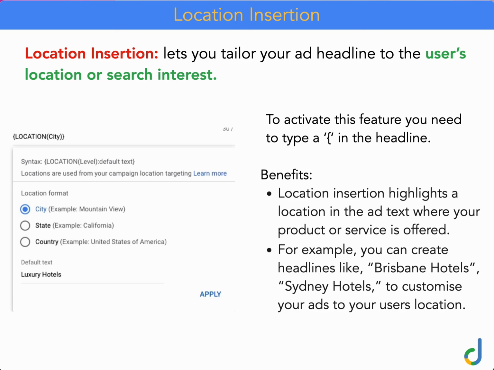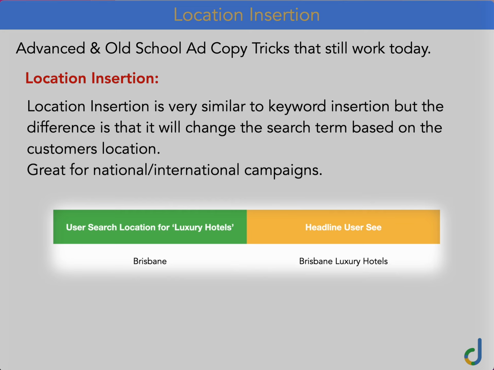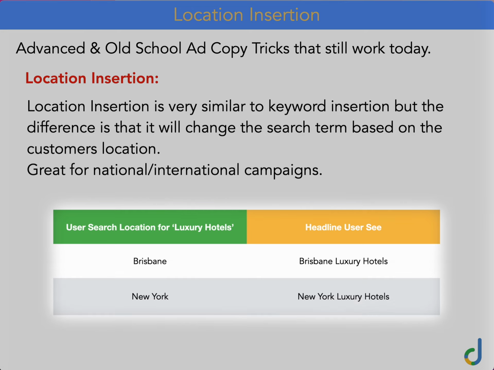So location insertion is very similar to keyword insertion, but the difference is that it will change the search term based on the customer's location. And this is something that's really good for national or international campaigns. So let's just say the user searched for luxury hotels, but they were searching from Brisbane, they would see Brisbane luxury hotels. If they're searching from New York or searching about New York, they would see New York luxury hotels, or Auckland luxury hotels. So it's the same keyword, luxury hotels, but what's different is the location targeting.